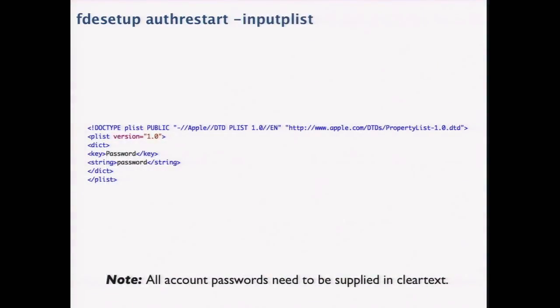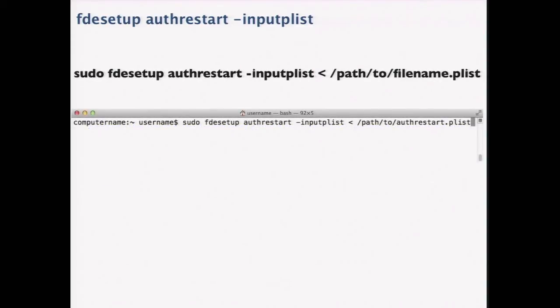Now, for those who want to automate this process, fdesetup also supports using a plist to authenticate the auth restart process. You would store either the password of an existing FileVault 2 enabled user or an existing personal recovery key in the Password key of the plist. To run auth restart this way, you would run the command shown on the screen to reference the information in the plist file. The auth restart process will authenticate using the information in the plist file, and then it'll restart.